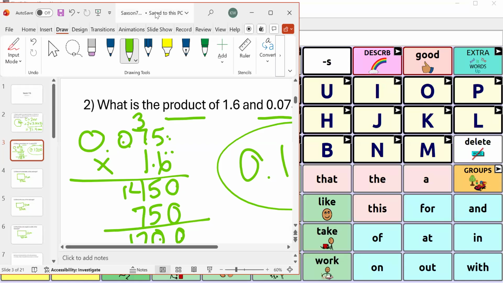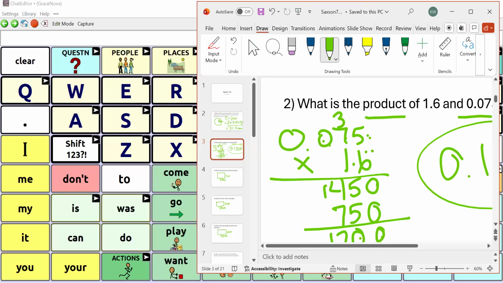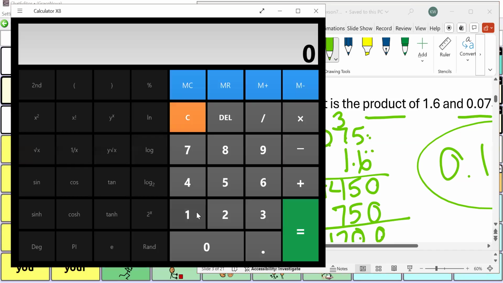All right, let's try that with the calculator. The product of 1.6 times 0.075 equals 0.12. All right, there we go. Let's move on to the next one.